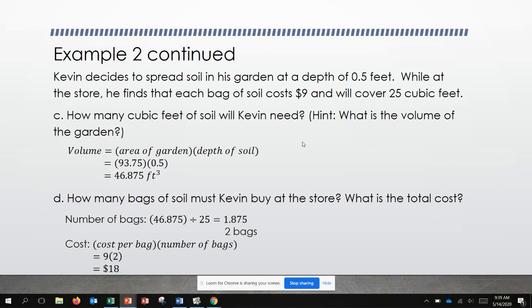So in a problem like this, you must start by converting your dimensions from the picture to the units of the actual garden. Okay? Multiply the length and the width to find the area. Multiply by the depth to find the volume. Okay? Divide the volume by how much each bag covers, and then multiply that by the cost per bag.